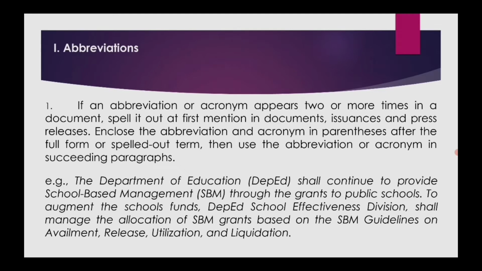Let's go now to the abbreviations. Number 1, if an abbreviation or acronym appears 2 or more times in a document, spell it out at first mention in documents, issuances, and press releases. Include the abbreviation or acronym in parentheses after the full form or spelled out term, then use the abbreviation or acronym in succeeding paragraphs. We have here an example.